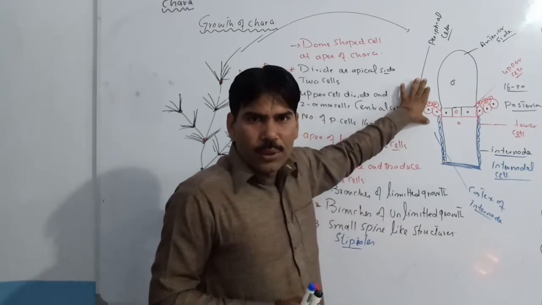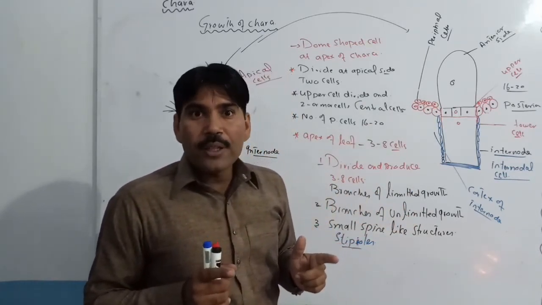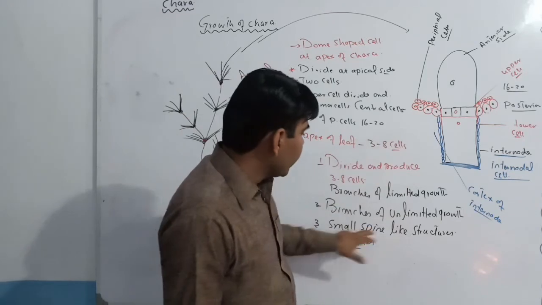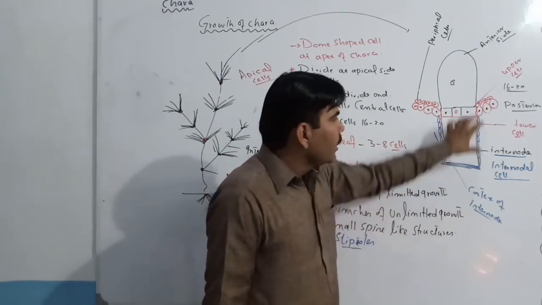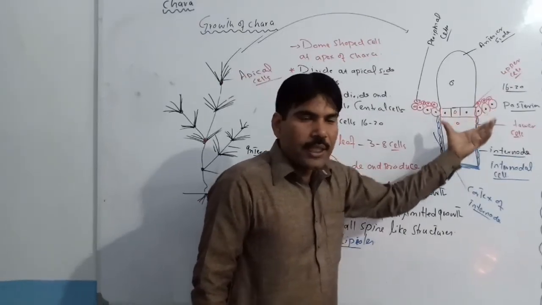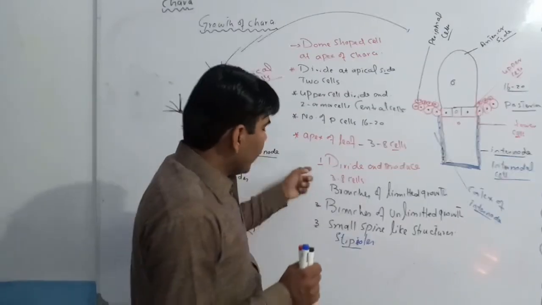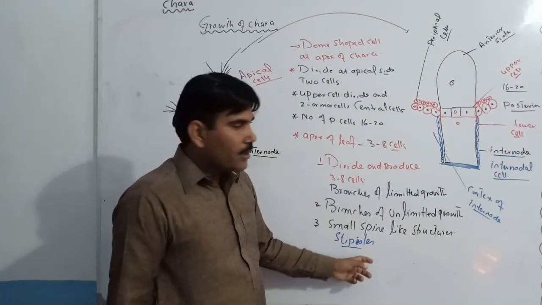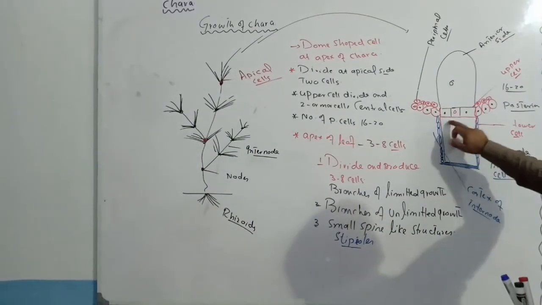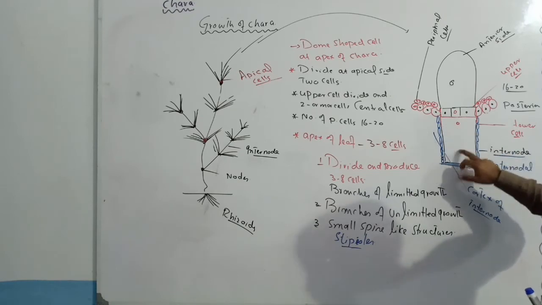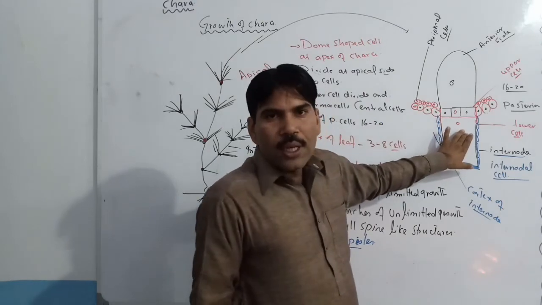Some of these cells will grow and produce branches. The growth of such type of branches will never stop. So that's why such type of branches are known as the branches of unlimited growth. Some of these peripheral cells differentiate and produce a spine-like structure, and these spine-like structures are known as stipules. But here, this is a lower cell which will not divide, but can only elongate and produce an internode.